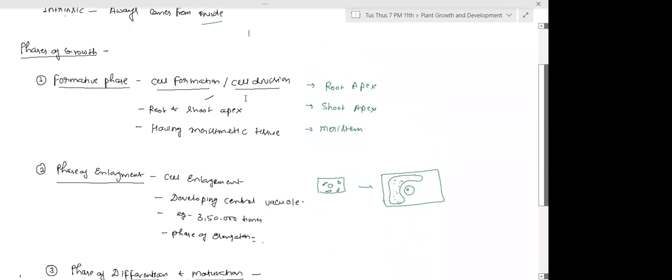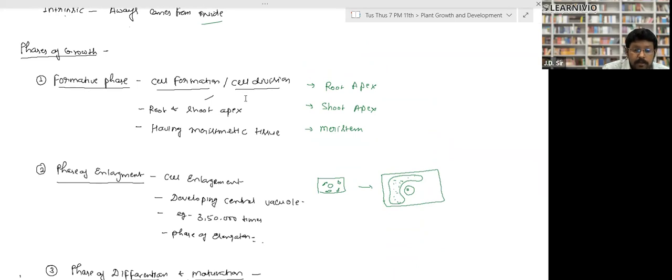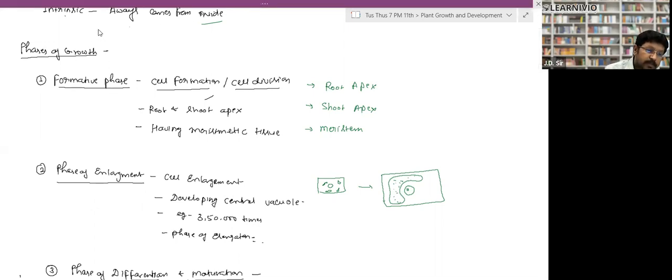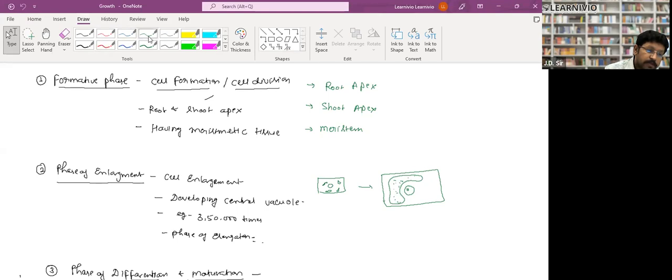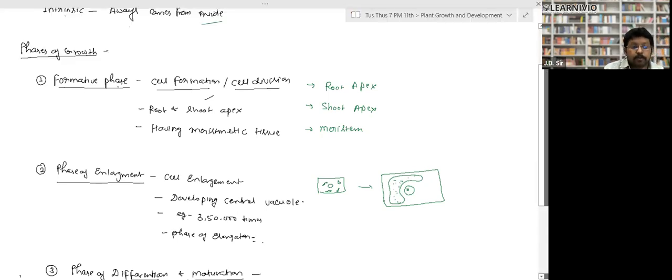So start writing now. Phases of growth. Growth of the plant can be defined in three phases. Put the first subheading, that is formative phase, right? So what is actually formative? Formative phase means formation of new cells. Where will new cell formation take place? Wherever the meristematic tissues are available, there new cells will be formed.